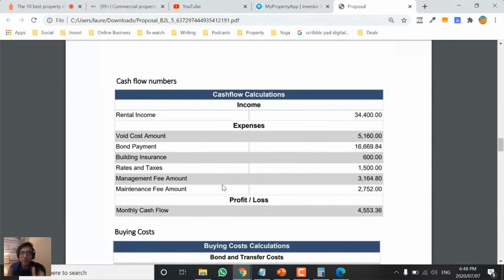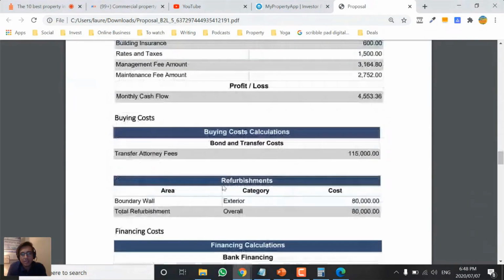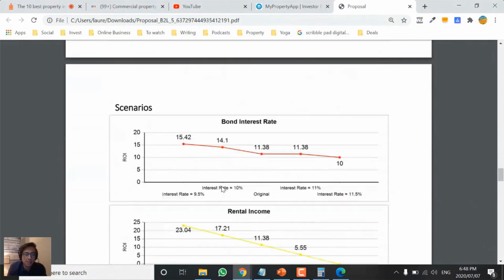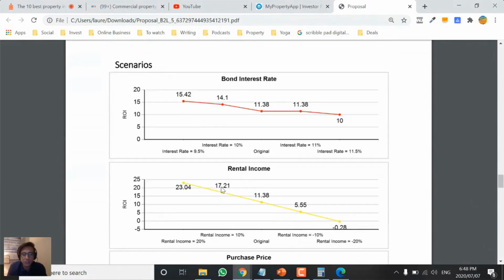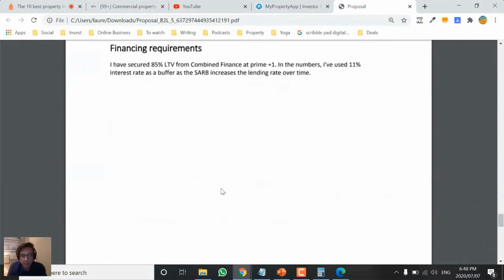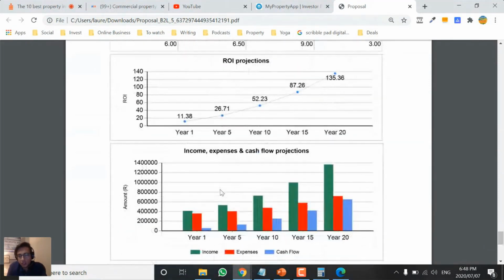So you can see what the rental income is, the monthly expenses, you can see the profit and loss. And it's taken all the numbers. These are the kind of things that the bank's going to ask for. It shows the scenarios, it does the stress testing, and it also shows you some projections.